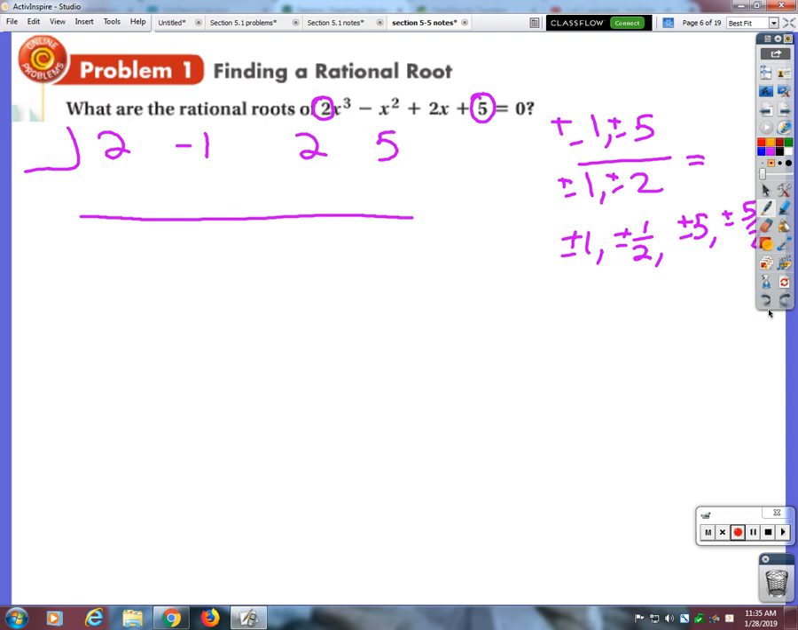You want to try negative 1? Okay, let's try negative 1.